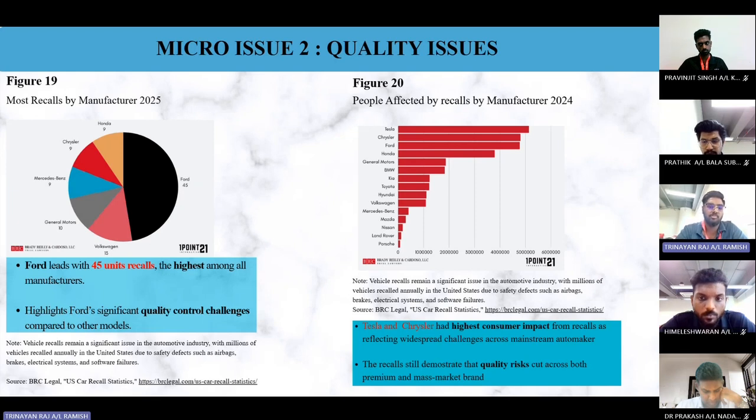These recalls may involve problems such as airbags, brakes, electric system, and software. So overall, quality issues are not limited to one company. They affect both mass market and premium automotive brands. Going to the next slide.